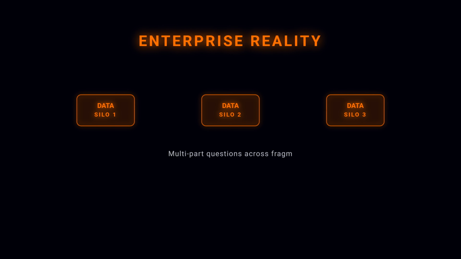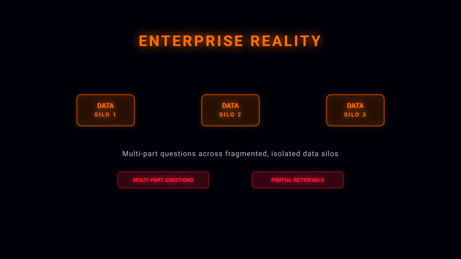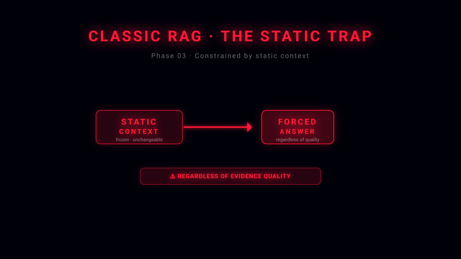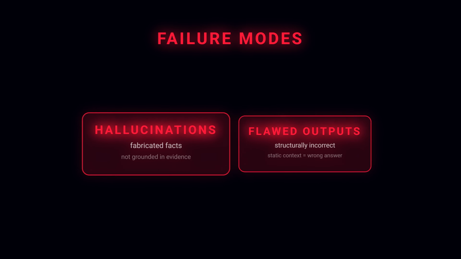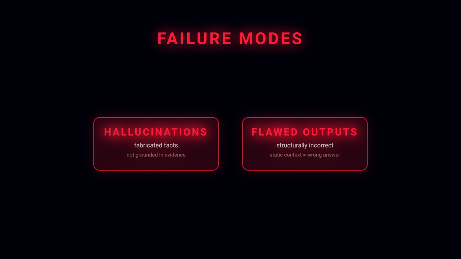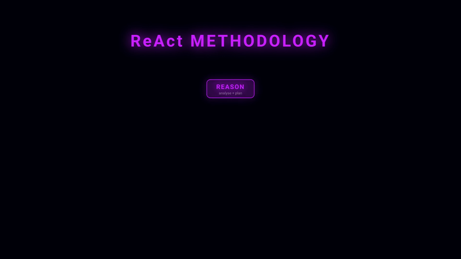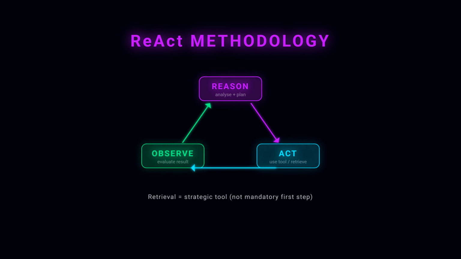In enterprise environments, users pose multi-part questions requiring data synthesis across disparate silos. Initial retrievals often return only partially relevant documents. Classic RAG, constrained by static context, is forced to generate an answer regardless of evidence quality, frequently resulting in hallucinations or structurally flawed outputs. Agentic RAG overcomes this limitation by wrapping retrieval and generation within a continuous reasoning cycle, influenced by the reason and act methodology.